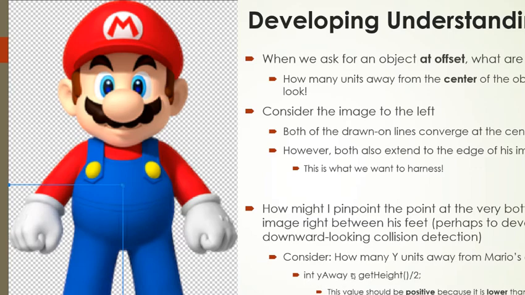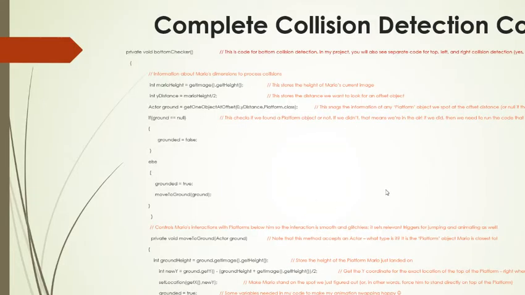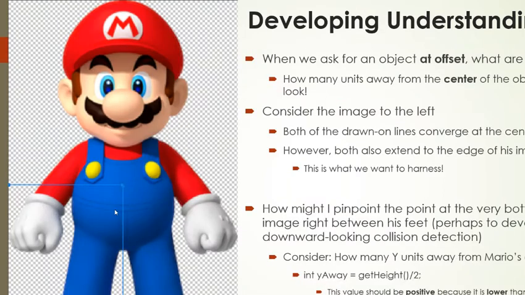Notice the y offset is half of Mario's height. This value in this context should be positive because it's lower than Mario's center. But if we're checking for the head, then this should be a negative number because we want it to be thinking about upwards in the y direction. So with that in mind, let's take a peek at some code here. We're going to look specifically at bottom checker, looking at Mario's feet, the scenario where we're right here. Y away, the offset, is height divided by 2.